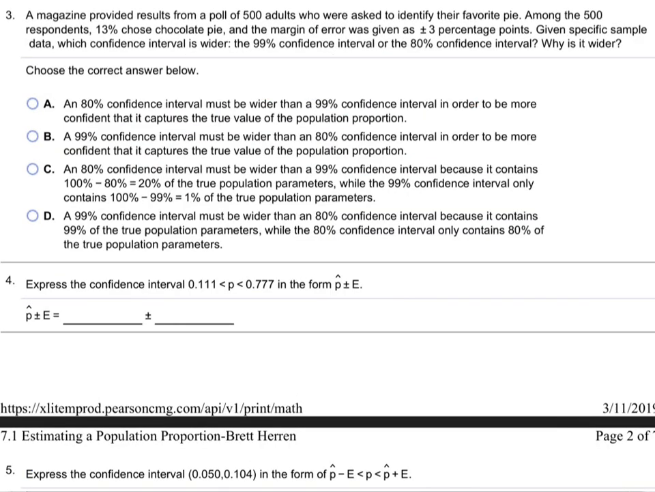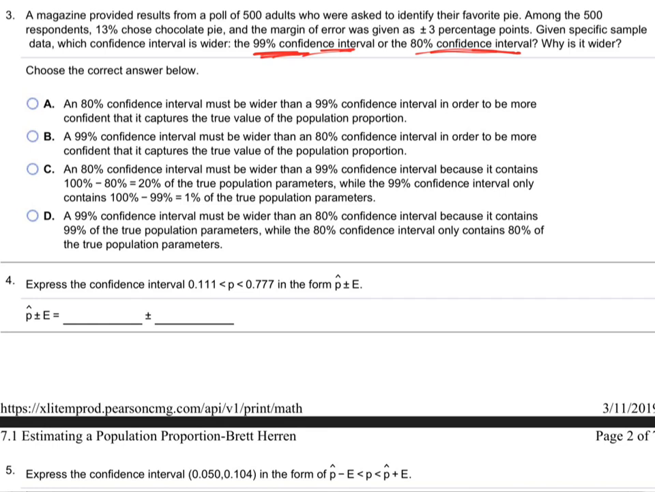Number 3. Magazine provided, same kind of thing. 500 respondents, 13% chose chocolate pie. Margin of error plus or minus 3%. Given specific sample data, which confidence level is wider? So think with me for a second. This might be counterintuitive. What do you think is going to be wider? A 99% confidence interval or an 80% confidence interval?